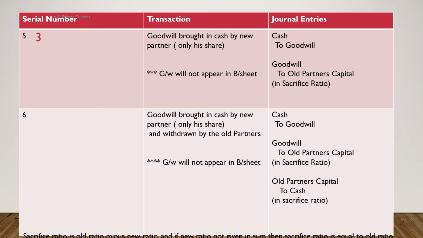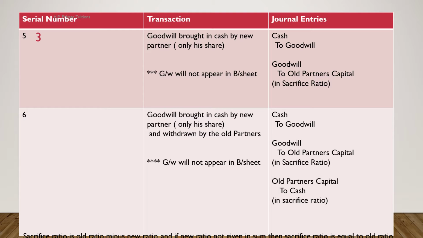Next is goodwill. Here, basically for goodwill there are 2-3 cases. One is goodwill brought in cash, one is goodwill raised, goodwill already appearing in the balance sheet, and one last case, private settlement of goodwill. So let's take goodwill points one by one. Goodwill brought in cash by the new partner.